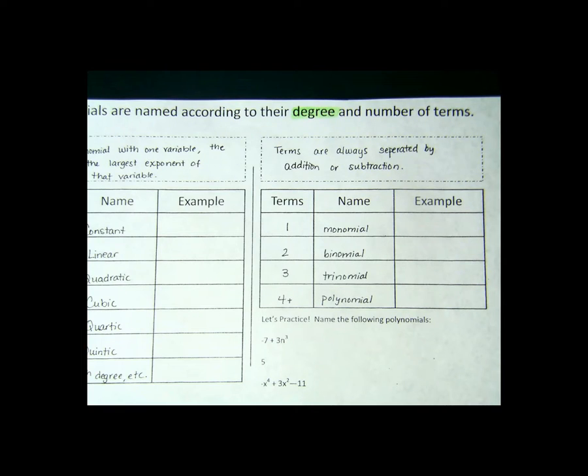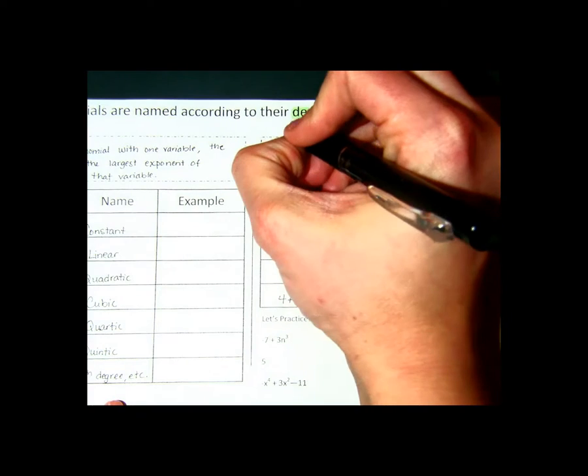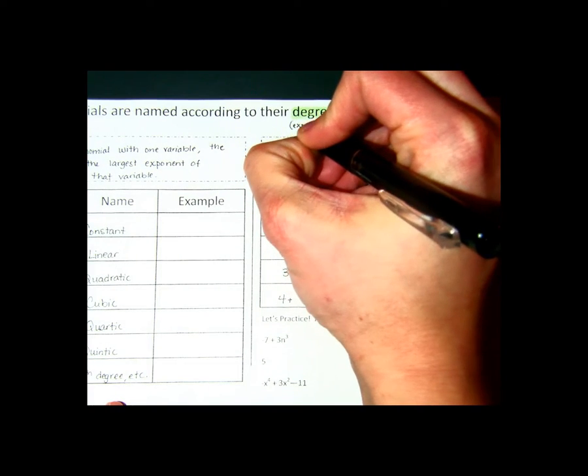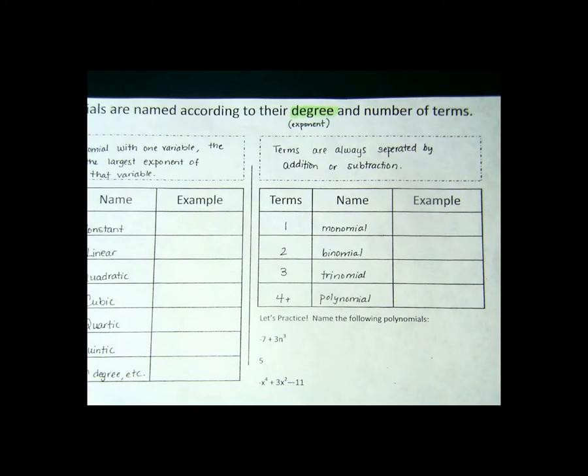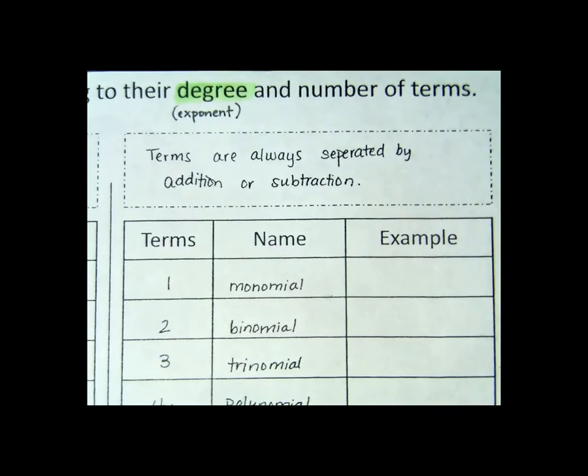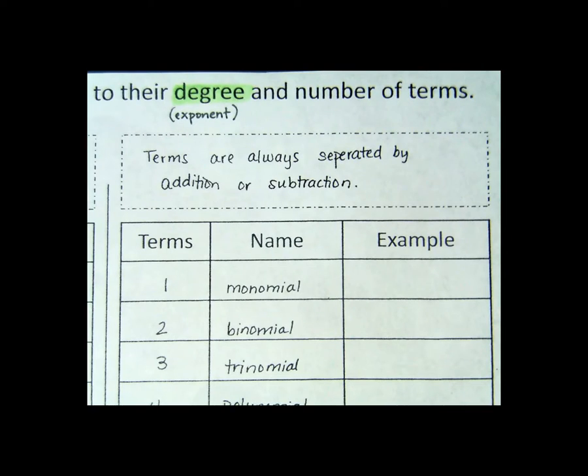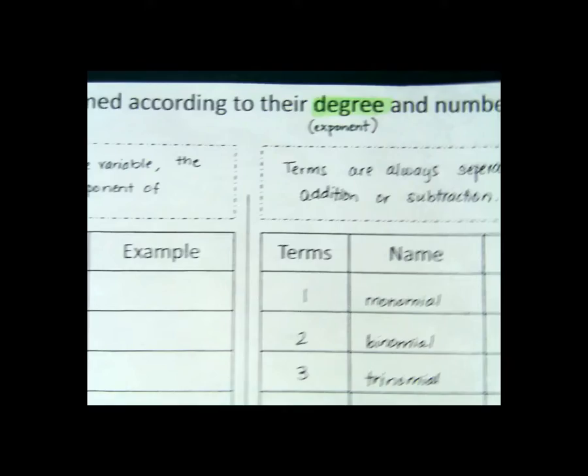Degree is the same as an exponent. It means the highest exponent is what it's actually classified by. So degree is the same as exponent, but you're going to see that word instead of exponent for a little while now. You'll even have a question on Friday's quiz that says something about what is the highest degree of this polynomial. It's talking about what's the exponent, which one's the biggest.